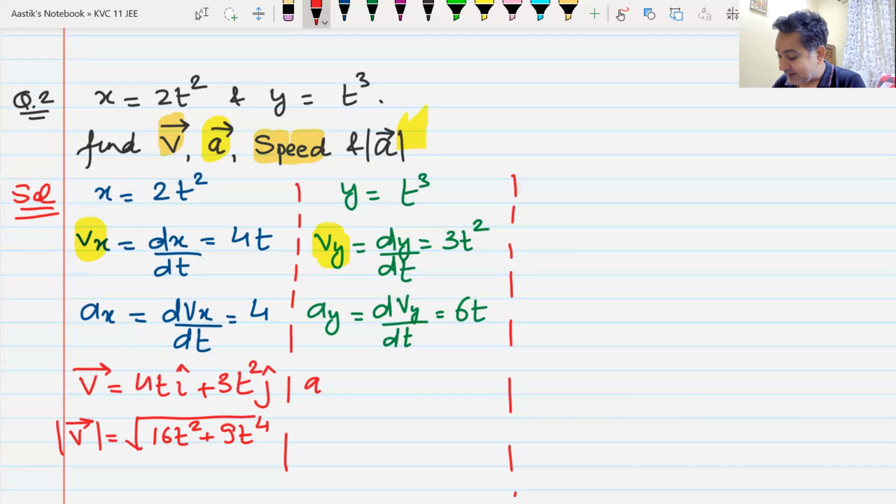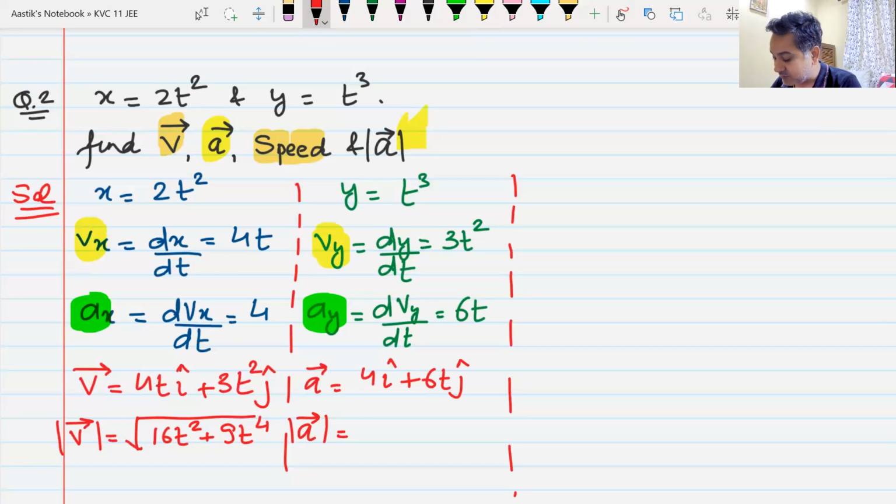Let us write the acceleration in vector form, my dear friends. ax is there, ay is there. I just have to write it with i and j. So I will just do the needful. So it will be 4i plus 6t times j. If now someone asks me, tell me the magnitude of acceleration, don't worry. Write acceleration, write this symbol. It will be under root of x square plus y square. 4 square is 16, plus 6t square is 36t square. Do we understand this?